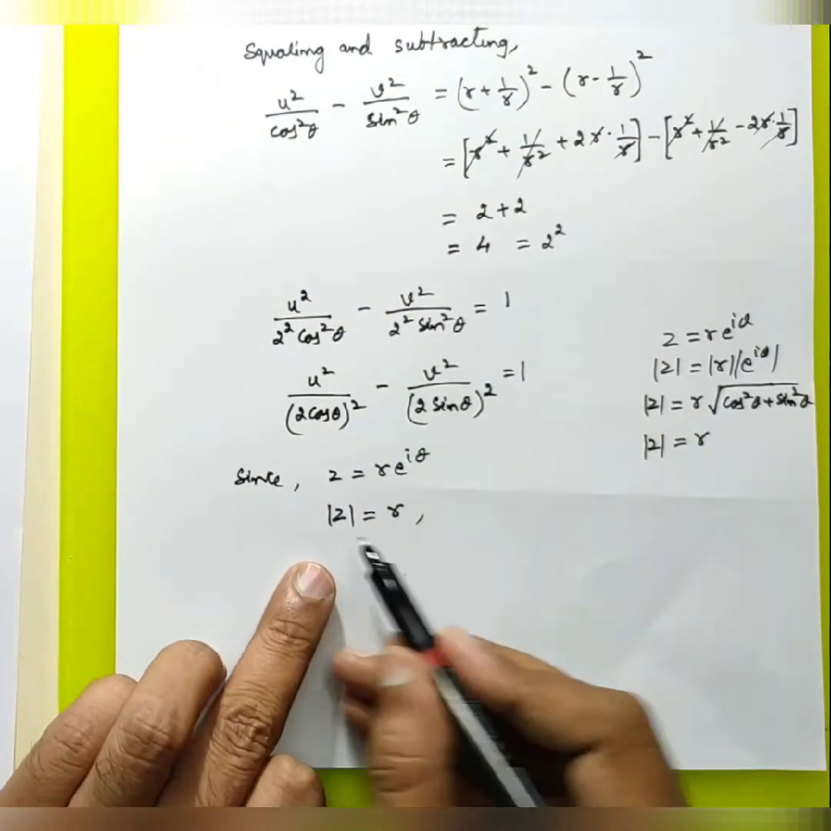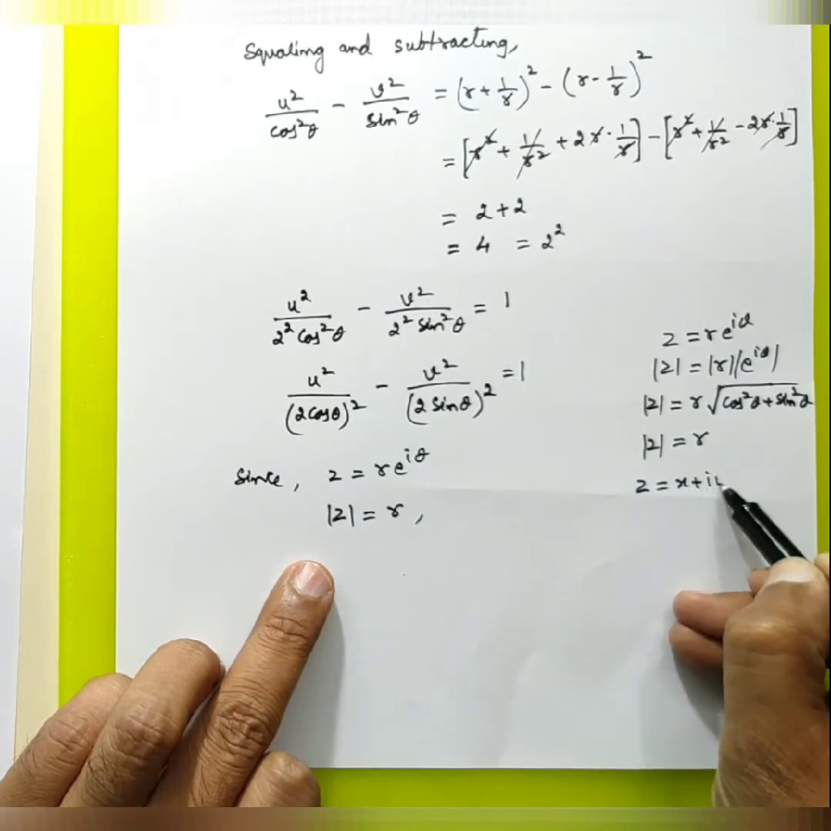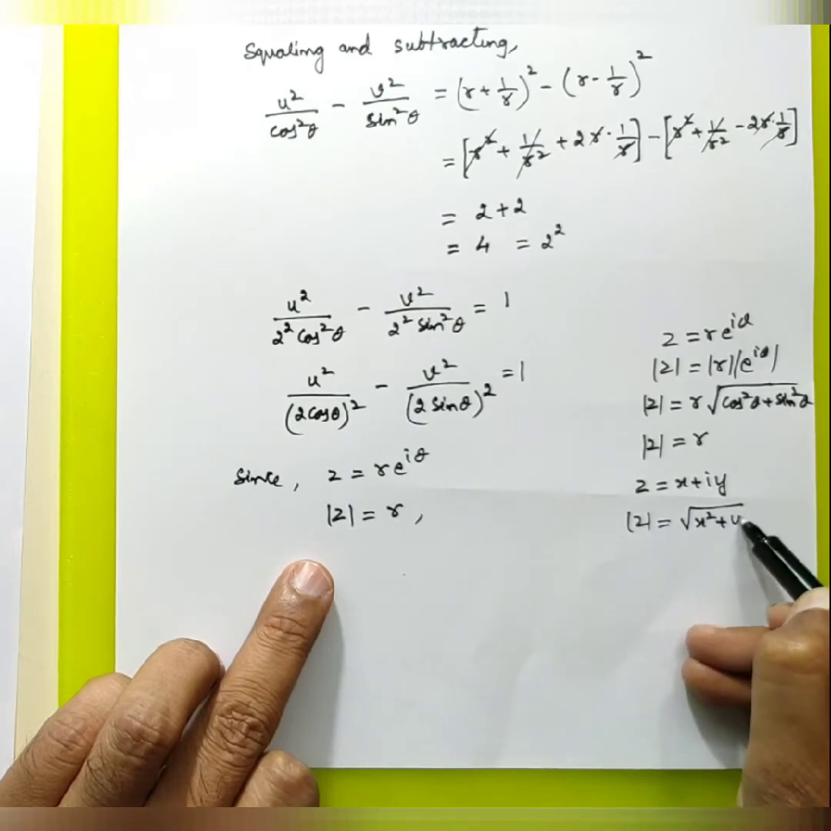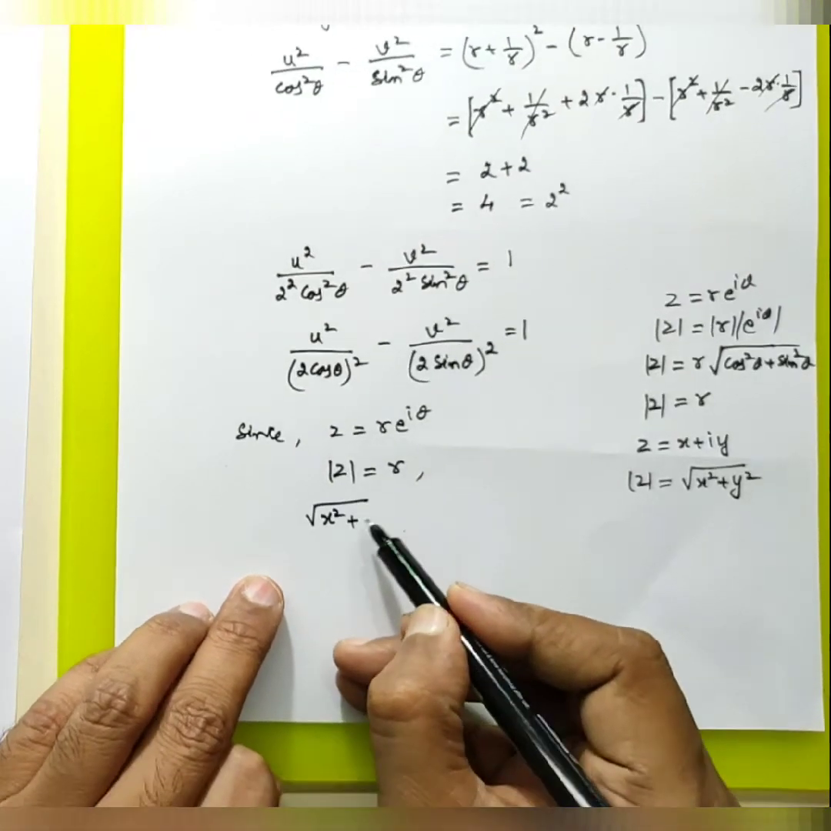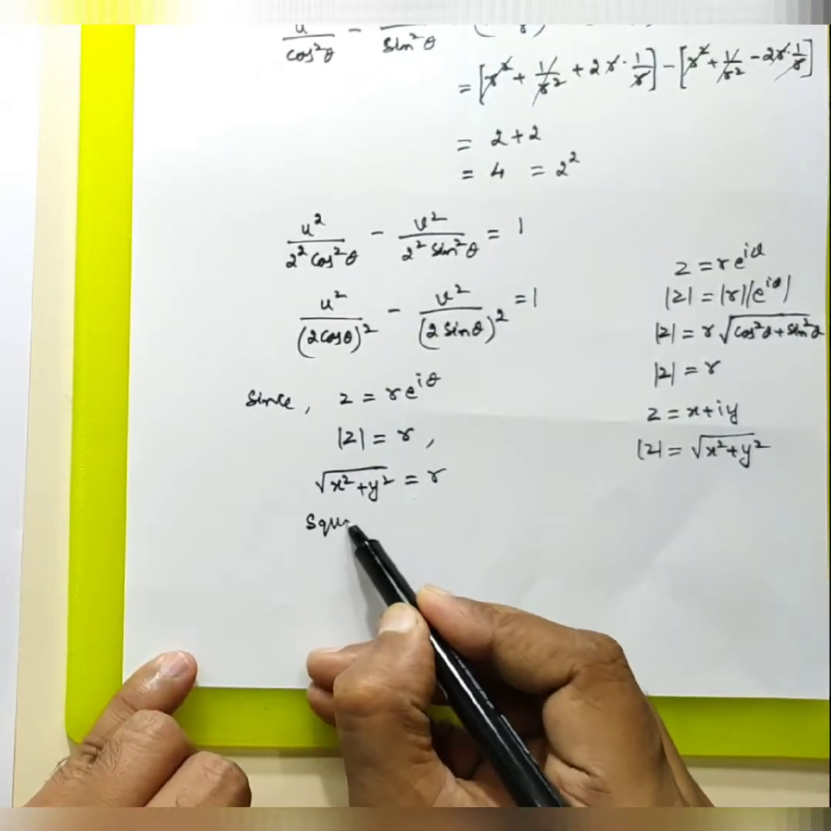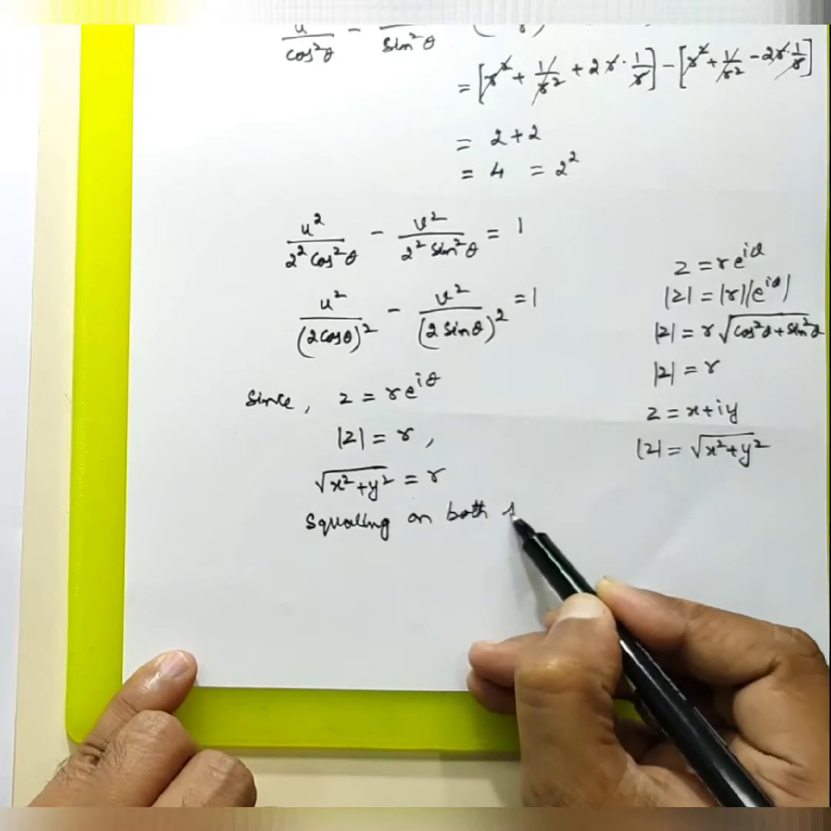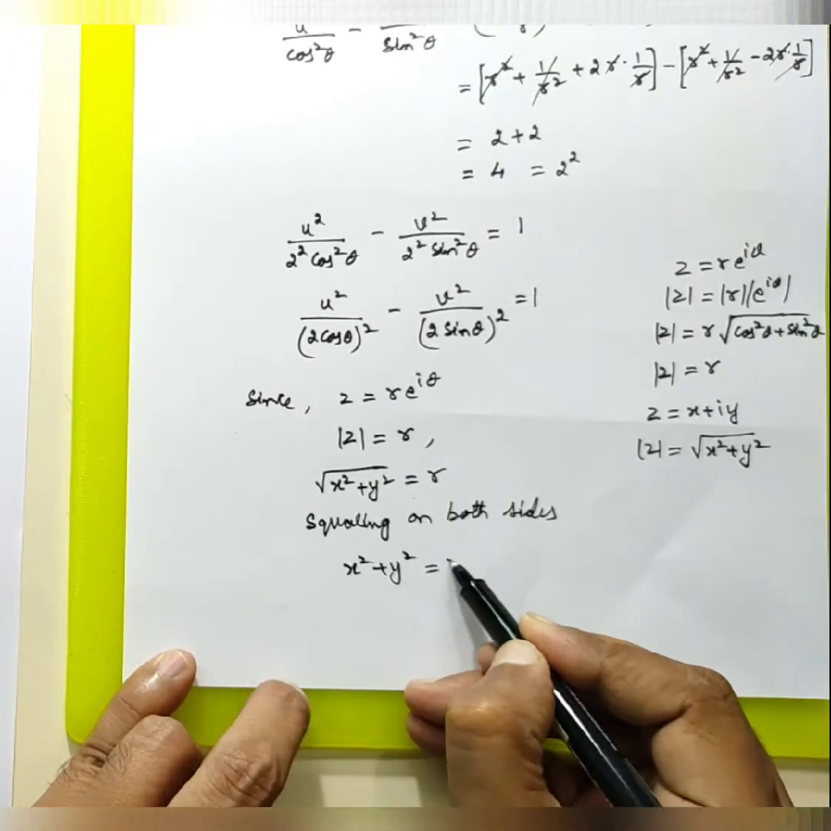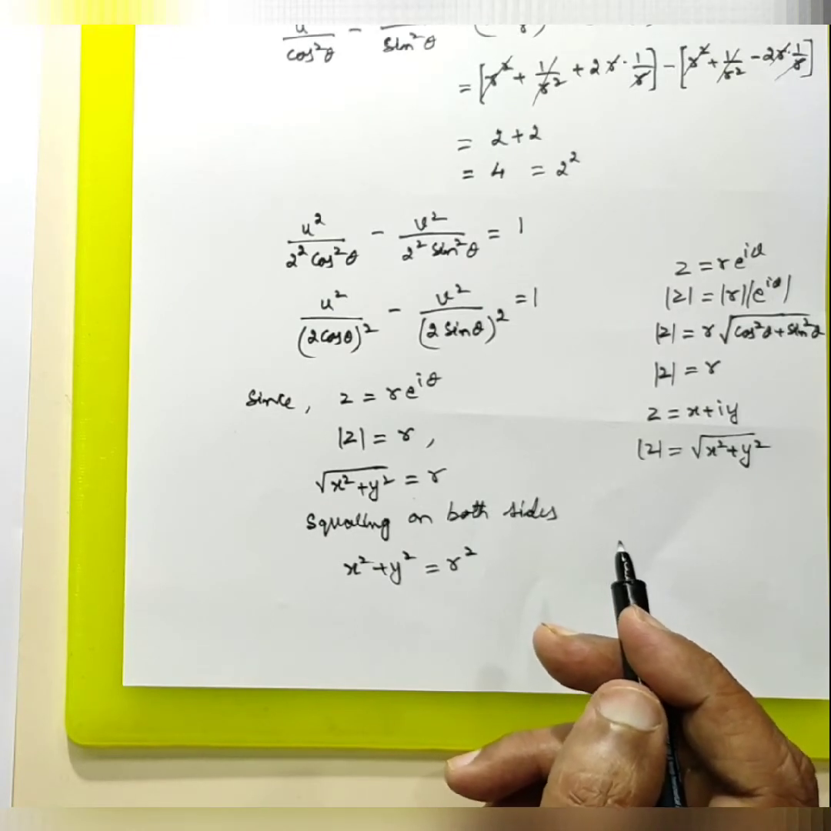So what does this mod z represent? We know the value of z is x plus iy. If I take the modulus of z, it will be the square root of x square plus y square. So the square root of x square plus y square is equal to r. Squaring on both sides, I get x square plus y square equal to r square.